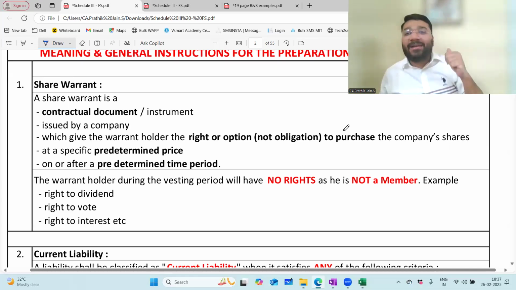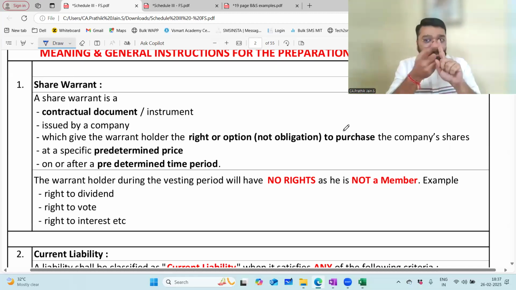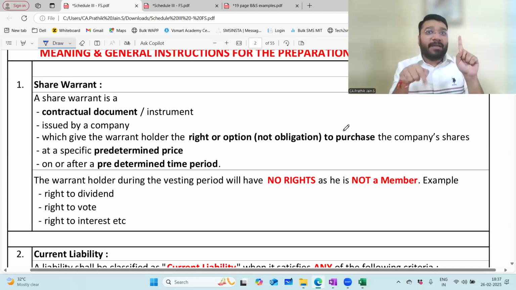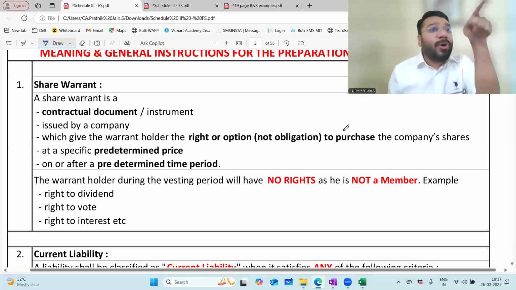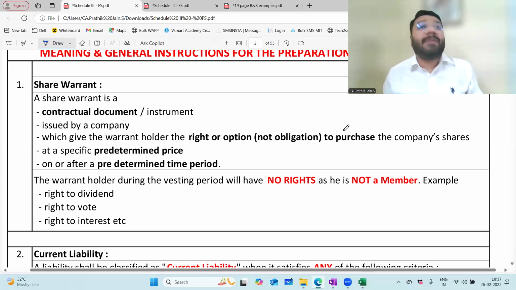If you buy like that, what is the advantage? The moment you buy the shares today of my company from the stock exchange, you become a member of my company. Which means that from today onwards, whatever dividend I pay, you are eligible to get the dividend. From today, you will get the right to vote in my company.